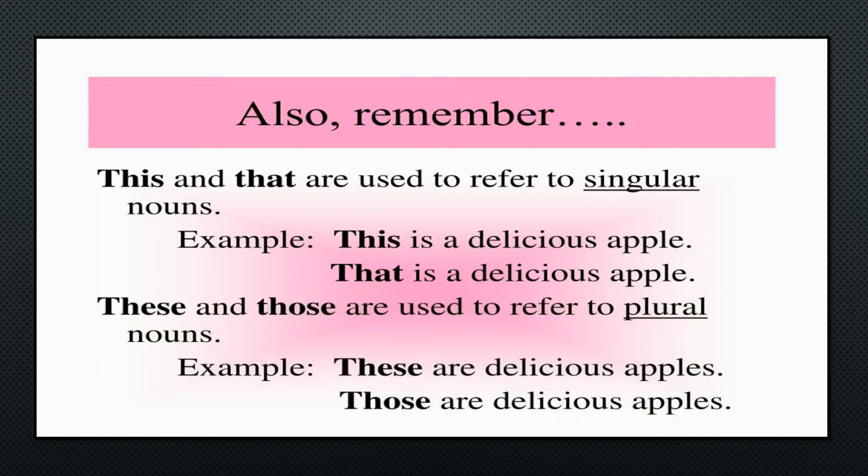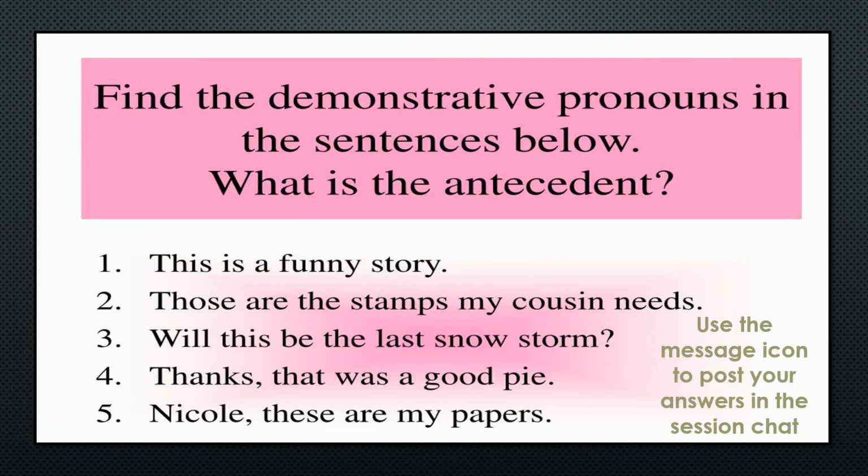Then we have these and those, which are used to refer to plural nouns. Example, these are delicious apples. So here we have apples, more than one apple, and you say these, so they are closer to you, then you can use these. But when they are far away from you, you use those. So those are delicious apples.